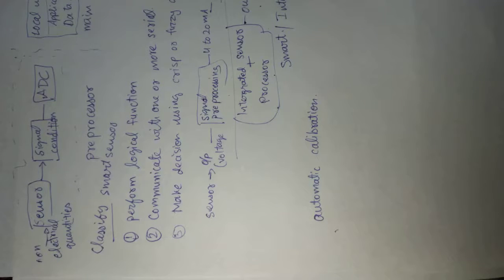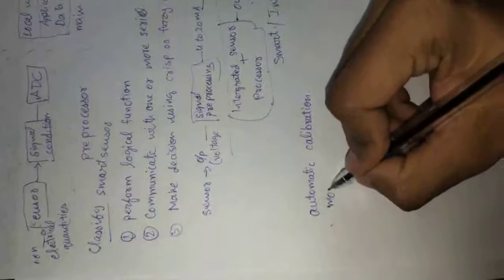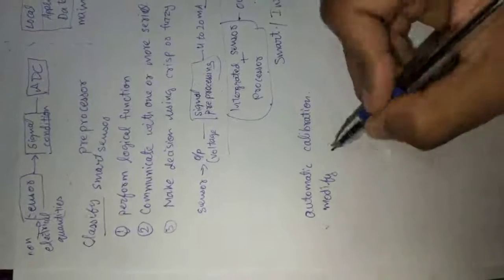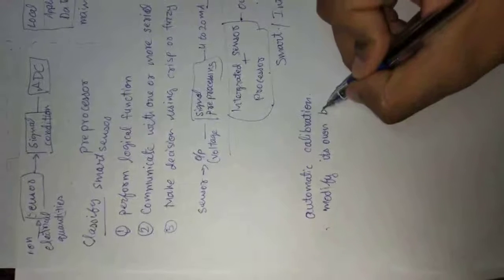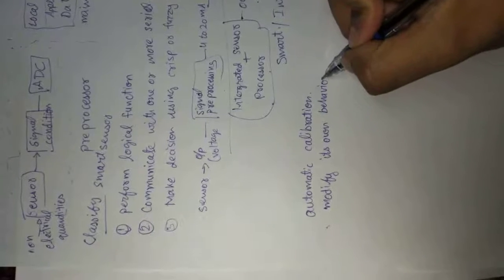So the sensor may communicate with another device and modify its own behavior also. So this is another feature. It can modify its own behavior based on the feedback. It may provide a warning about abnormal conditions. So this was the introduction about the smart sensors.